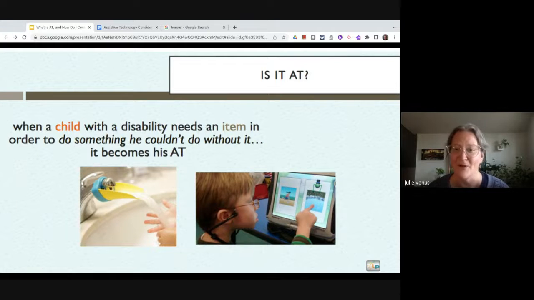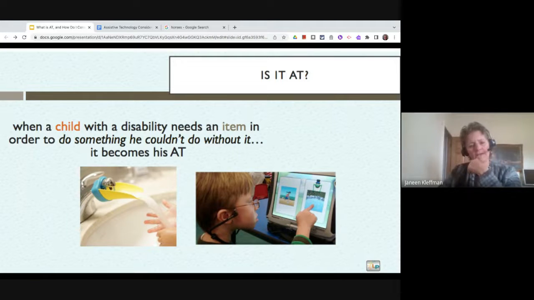Janine, I see your hand up. Go ahead and unmute yourself. Yes, I was just wondering, does it have to be technology? Because like the little scooter wasn't technology.